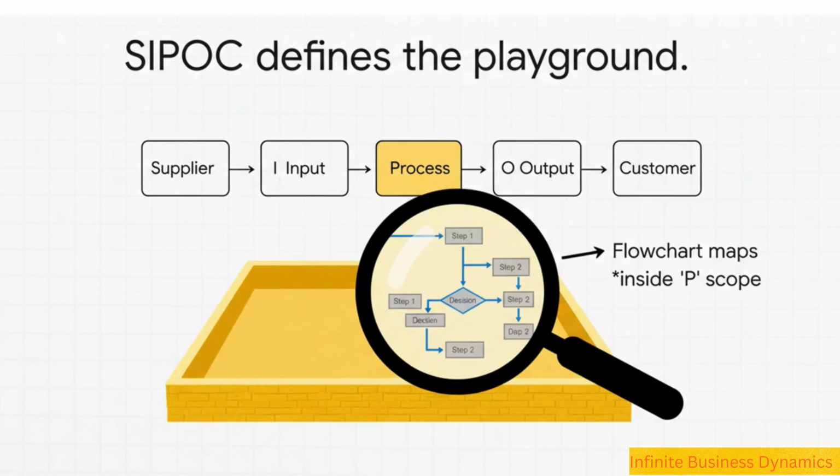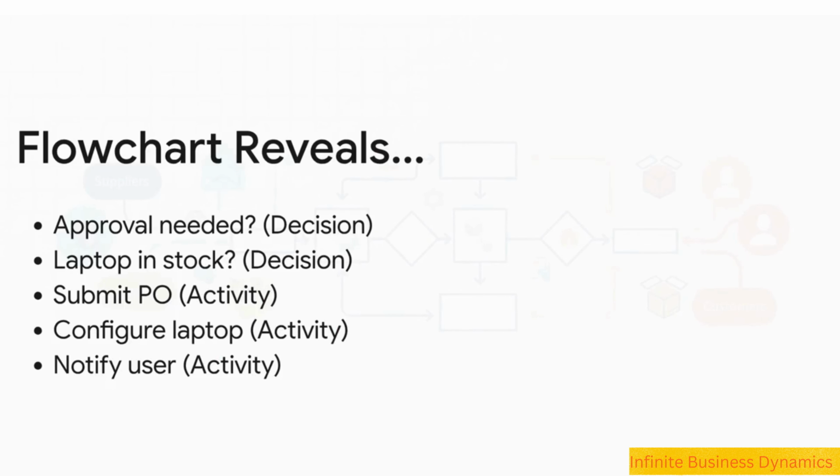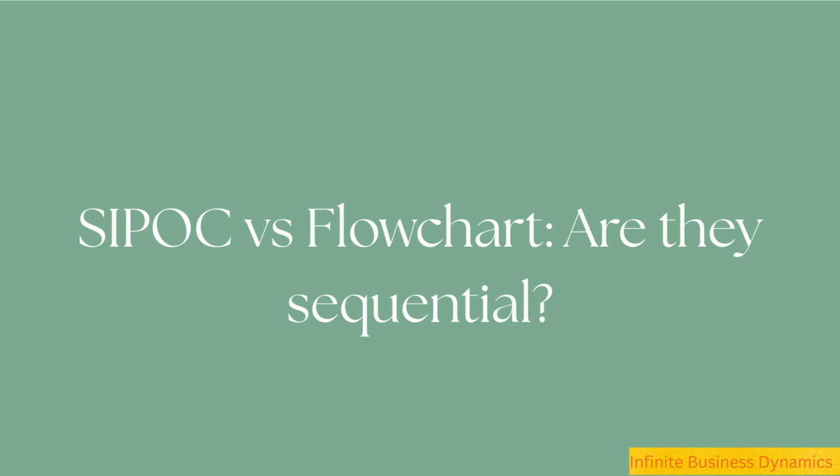And this is where the partnership just clicks into place. The SIPOC has defined our playground, that one little P box. Now that the scope is locked, we can grab our other tool and zoom right in to see what's actually going on in there. A flowchart would map out every single little step. Does the request need a manager's approval? That's a decision diamond. Is the right laptop even in stock? Another decision. Submitting the PO is an activity. By mapping all this, you can suddenly see where things get stuck. You can spot the bottlenecks. Is that approval process taking way too long? The flowchart is what shows you the truth.